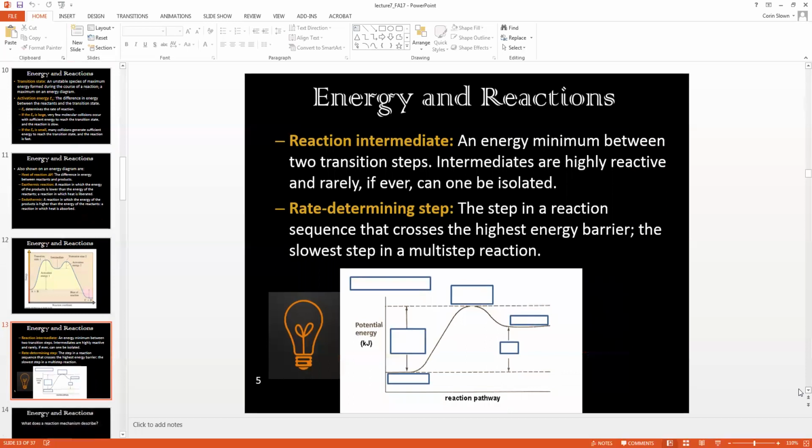What do we mean by reaction intermediate? This is an energy minimum that occurs between two transition states. My intermediates are going to be highly reactive, and very rarely would I be able to isolate them. The other critical term that we need to define here is the rate determining step. This is the step in a reaction sequence that crosses the highest energy barrier. It's also what we think of as the slowest step in a multi-step reaction.